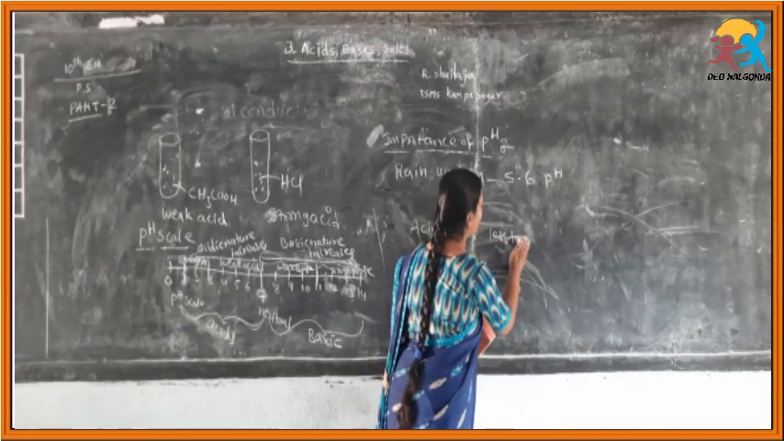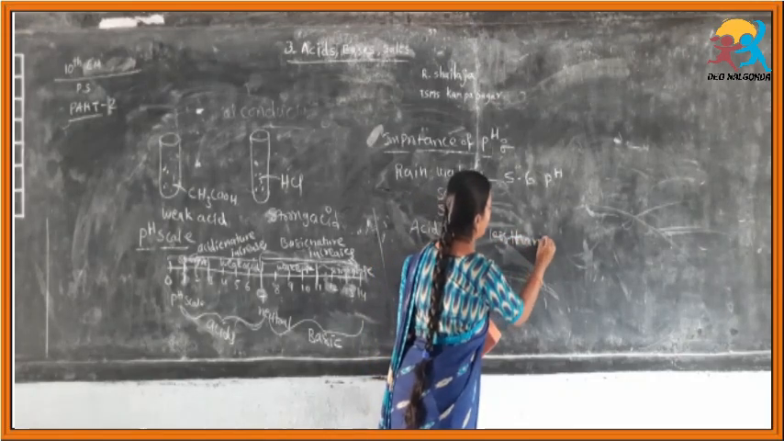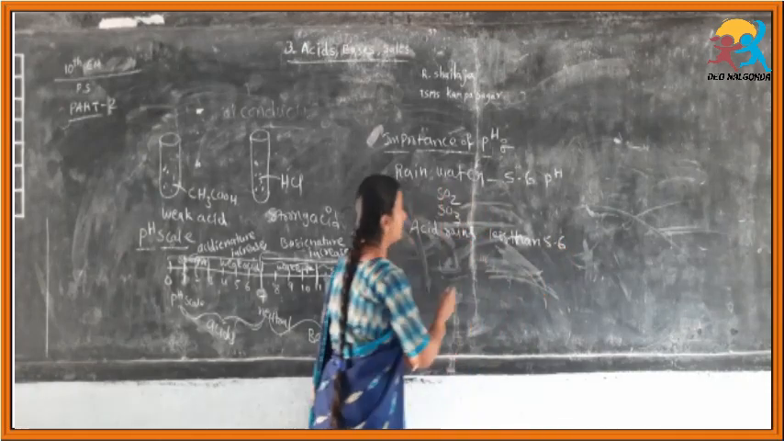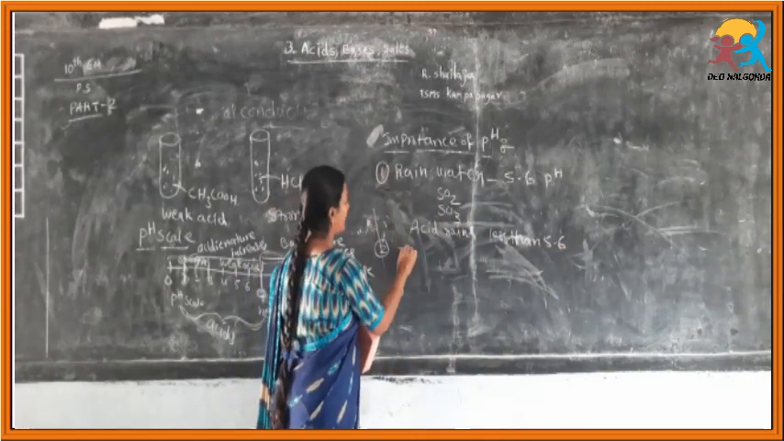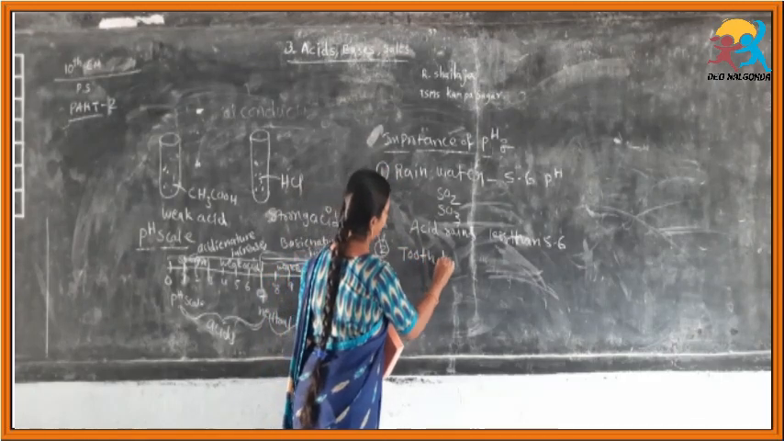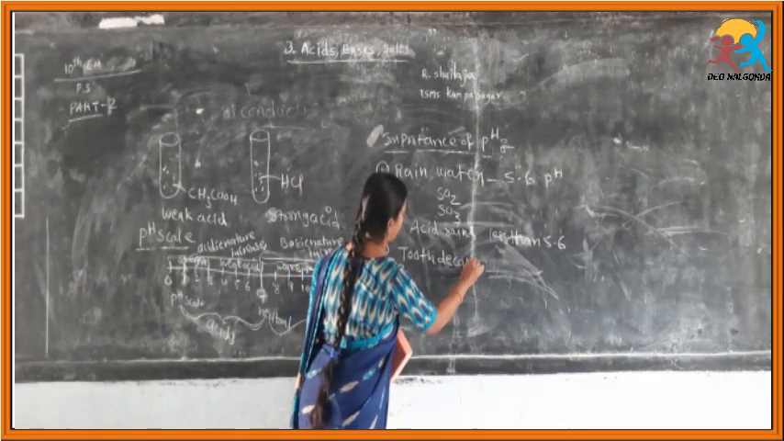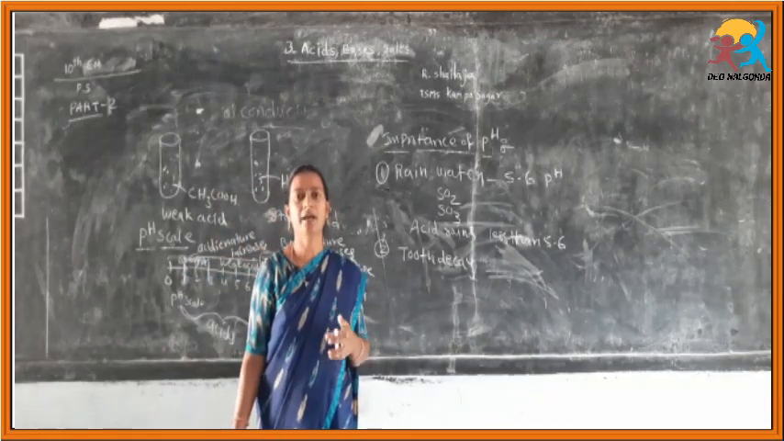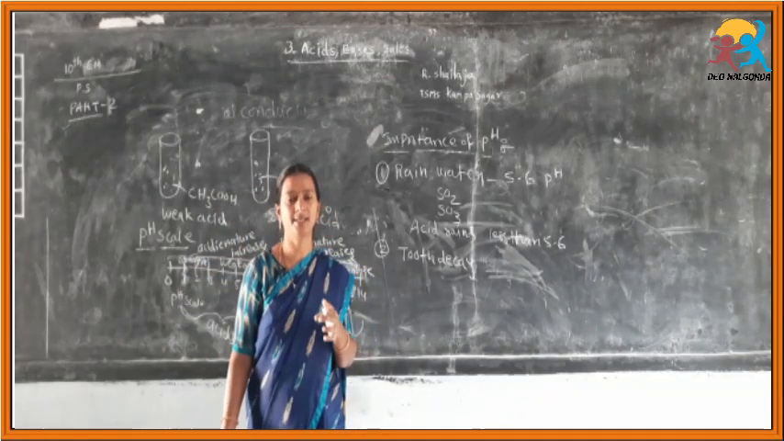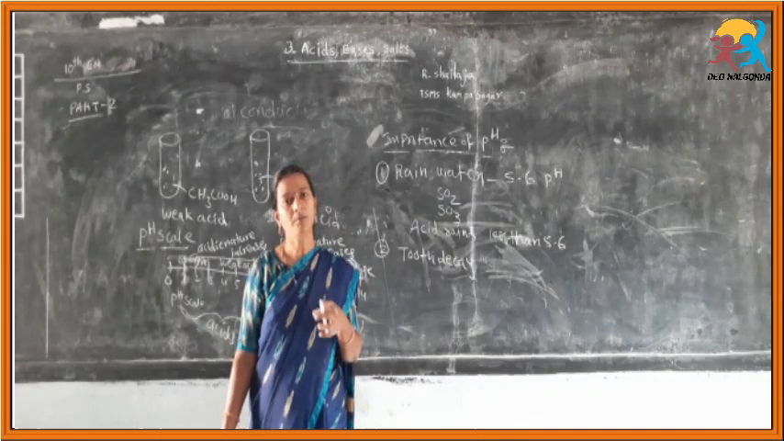Acid rain pH value is less than 5.6. Okay. Next, tooth decay. Tooth decay is also caused by excess acid released in our mouth.